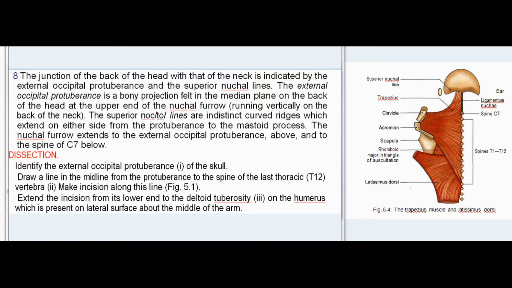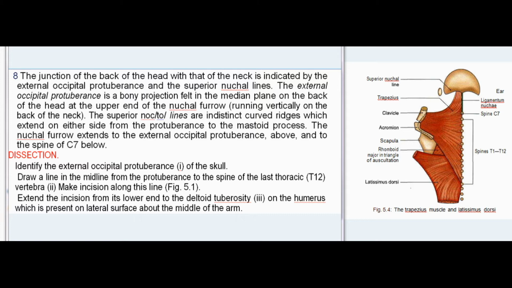Dissection. 1. Identify the external occipital protuberance of the skull. Draw a line in the midline from the protuberance to the spine of the last thoracic, T12, vertebra. 2. Make an incision along this line, Fig 5.1. Extend the incision from its lower end to the deltoid tuberosity.